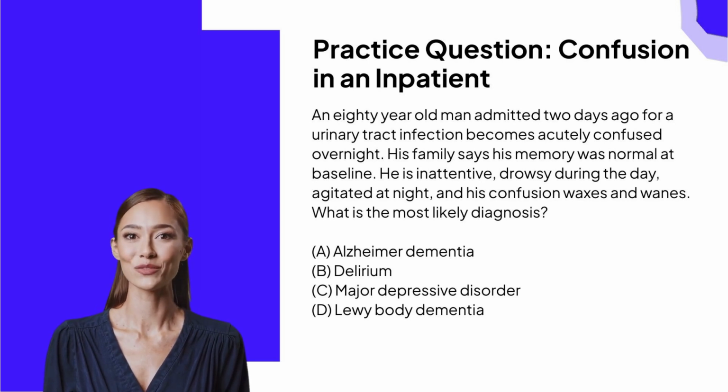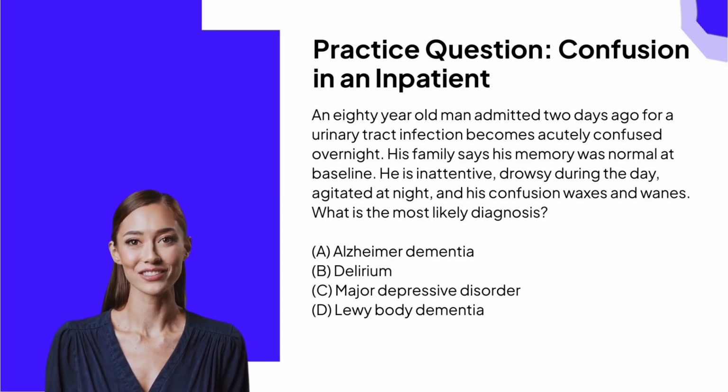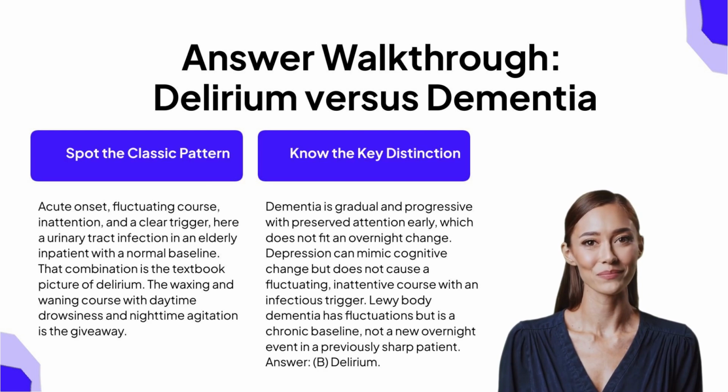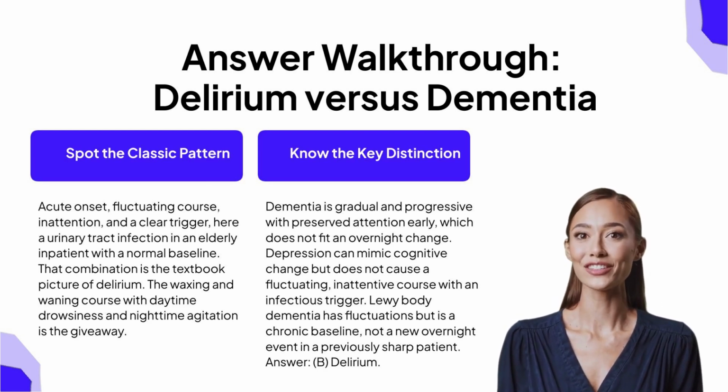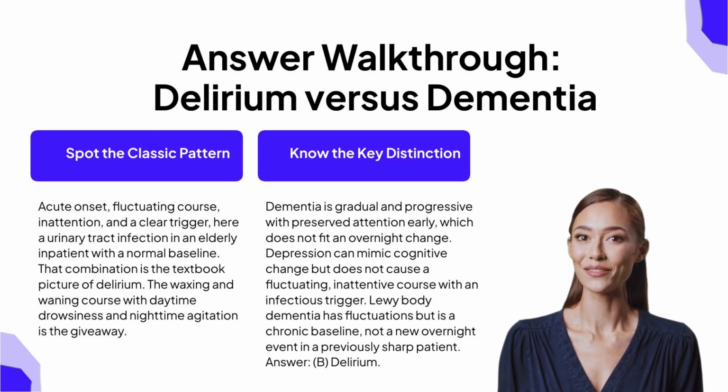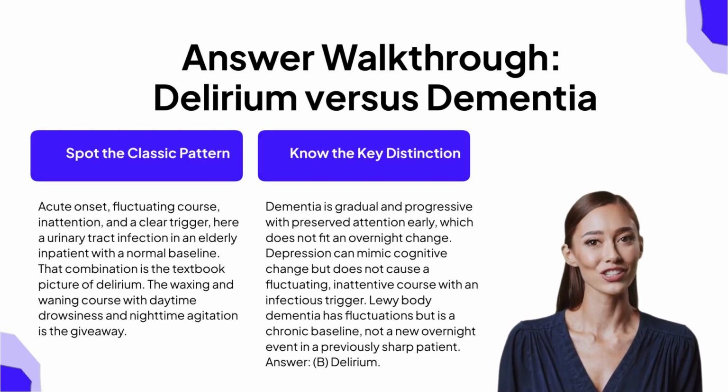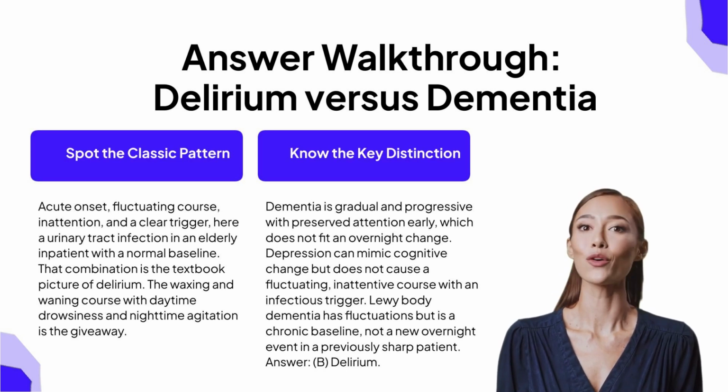This is a classic discrimination question. Pay attention to the time course and to whether his attention is impaired. We will walk through it next. Let us break down this answer. Spot the pattern first. Acute onset, a fluctuating course, inattention, and a clear trigger, which here is a urinary tract infection in an elderly inpatient who had a normal baseline.